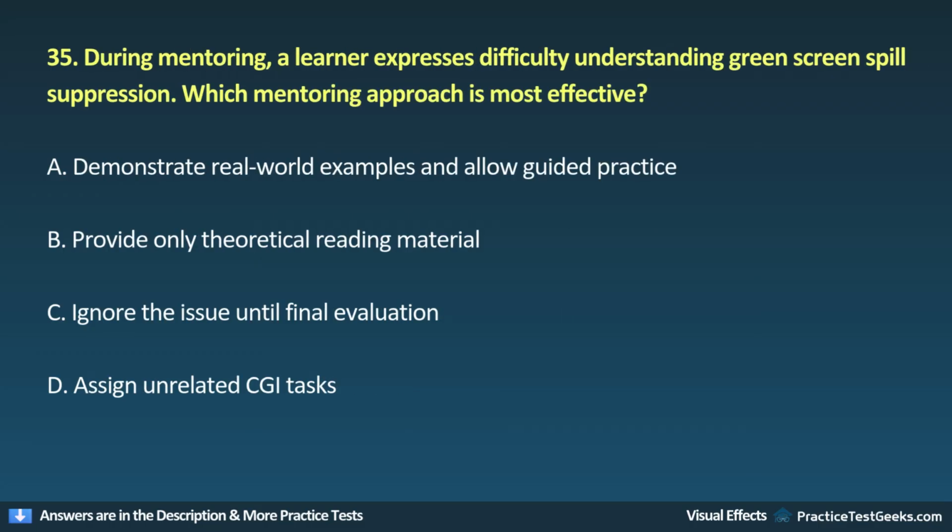35. During mentoring, a learner expresses difficulty understanding green screen spill suppression. Which mentoring approach is most effective? A. Demonstrate real-world examples and allow guided practice. B. Provide only theoretical reading material. C. Ignore the issue until final evaluation. D. Assign unrelated CGI tasks.